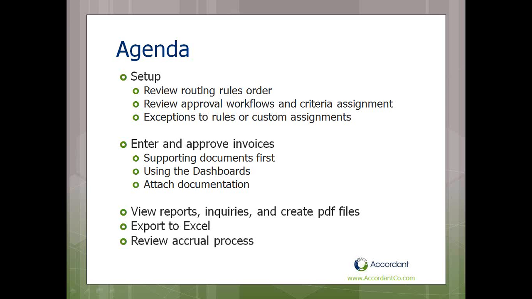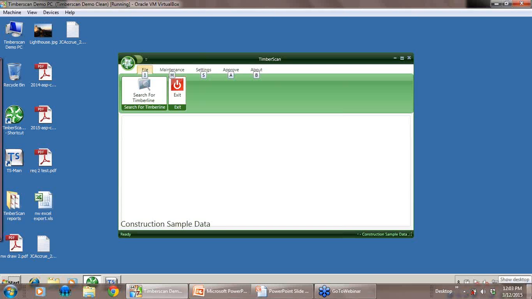We're going to talk about the order of the routing rules and why that's important. And we're going to look at some of the actual workflows, how to assign criteria, and how to set up some exceptions. Then we're going to go in and look at how to enter invoices and approve invoices in a couple of different ways, because there are a couple of dashboards that might be newer. Some people may not have seen those more recently. We'll also cover how to attach documentation. Lastly, we're going to look at how to do reports, inquiries, create PDF files, and export stuff to Excel really nicely. And if we have time, we can look really quickly at the accrual process. So we're going to get into the software right now and get started.